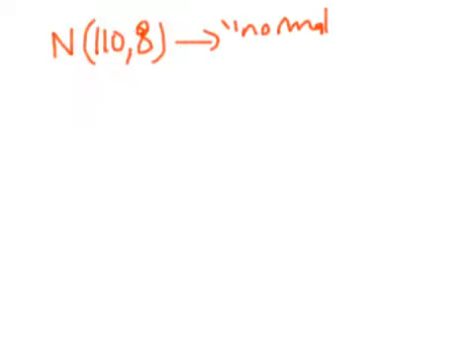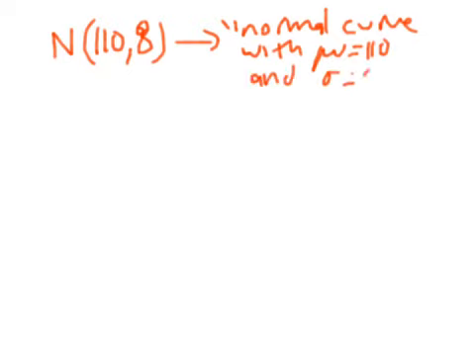Because they are so important, there's a notation for normal curves, which is a big capital N. So if I write, for example, N(110, 8). That's an 8. Trust me, that's an 8. This means the normal curve with mu equals 110 and sigma equals 8. And now we should be able to draw that somewhat accurately.